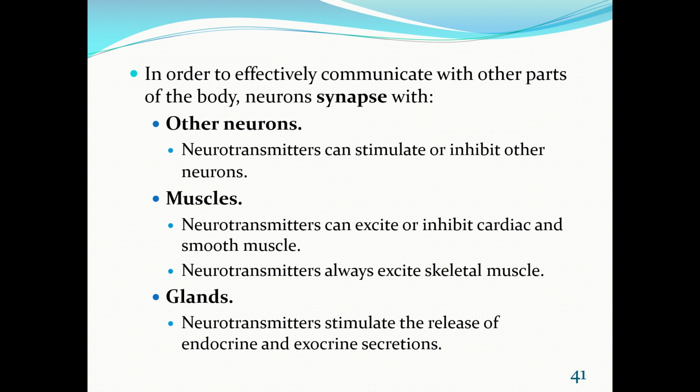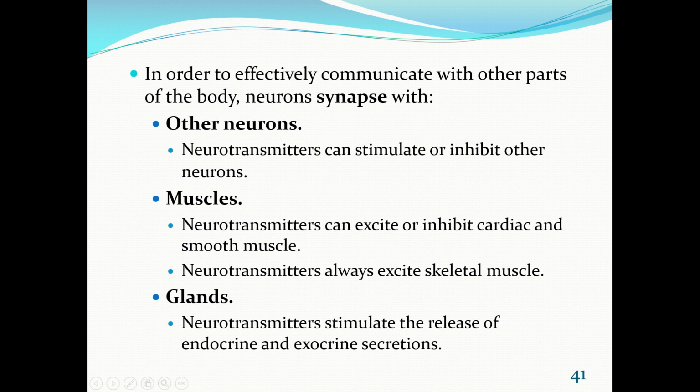In order to effectively communicate with other parts of the body, neurons will synapse with other neurons, muscles, and glands. So with other neurons, neurotransmitters can stimulate or inhibit other neurons. Within the muscles, neurotransmitters can excite or inhibit cardiac and smooth muscles. Neurotransmitters will always excite skeletal muscle.